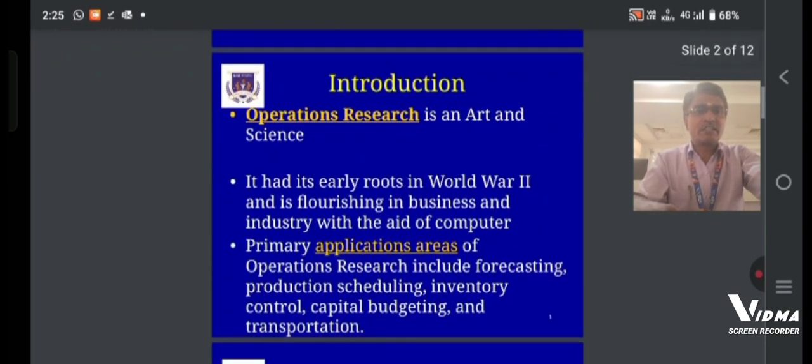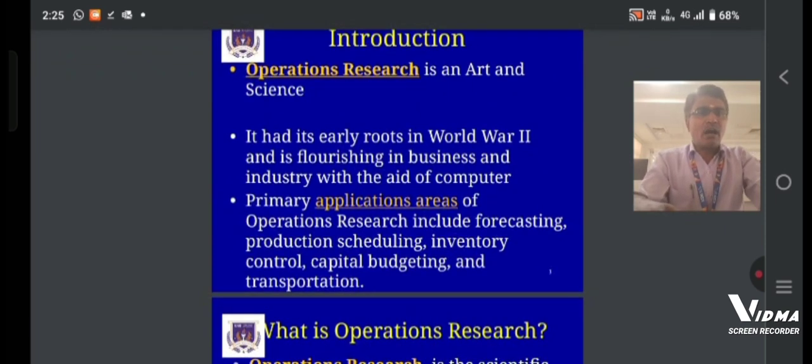First of all, introduction. Operations research is an art and science. It had its early roots in World War II and its flourishing in business and industry with the aid of computers. Primary application areas of operations research include forecasting, production scheduling, inventory control, capital budgeting, and transportation.